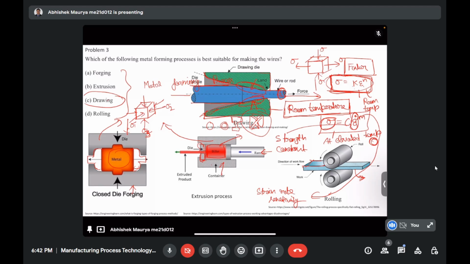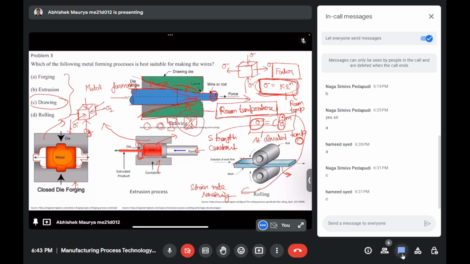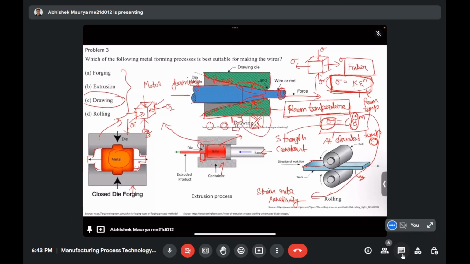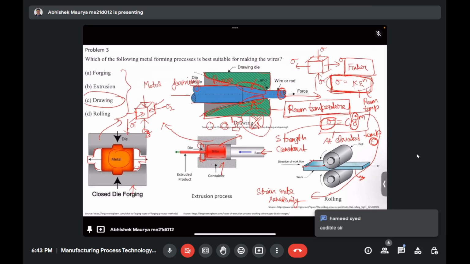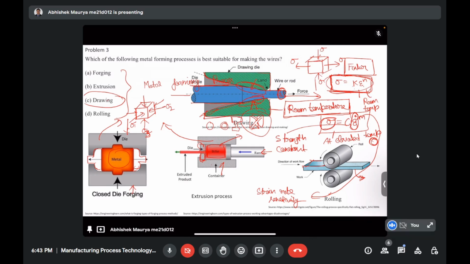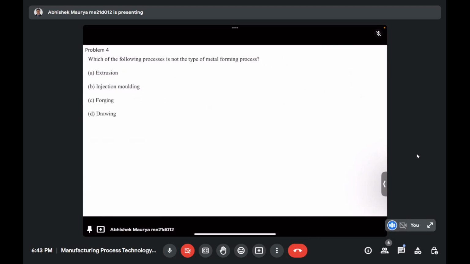Shall I move to the next problem? If it is clear, please give your response in the chat box. Hello, may I be audible? Okay, it means it is clear to everyone. So I'm going to move to the next problem. Please read the problem and you can give your response in the chat box again.